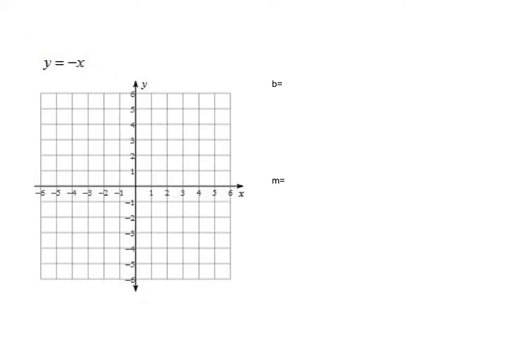This is another example, so pause your video, see if you can get the answer correct, and then press play. Pause your video now.